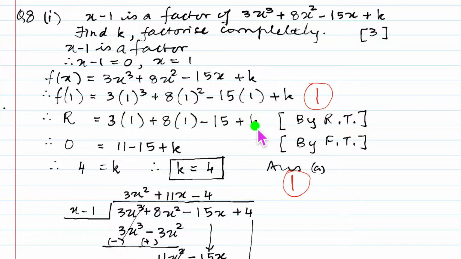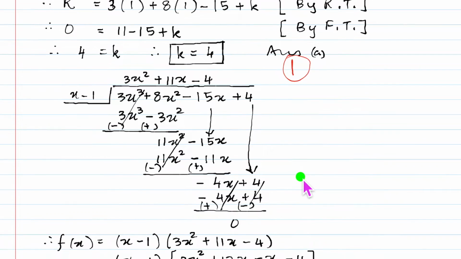And here we'll have 3 plus 8, that is 11, 11 minus 15 and plus k. That gives us k equal to minus 4 here goes that side, so k equal to 4. So that gives us a 1 mark here, 1 mark here.